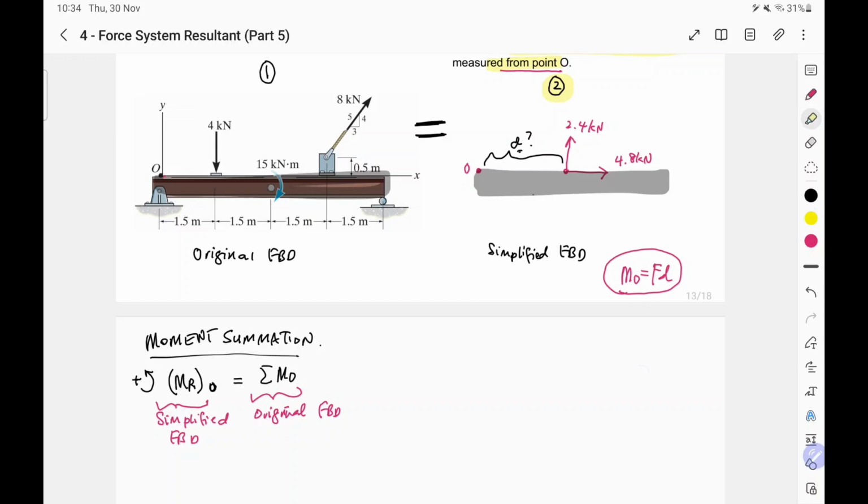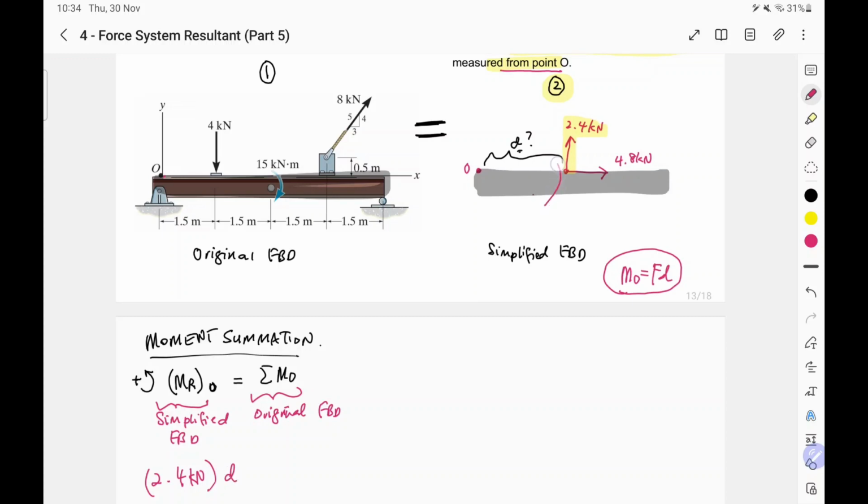So you tengok at the first load, apa benda force yang ada kat sini on the second figure, on the simplified free body diagram. The first one is the 2.4 kilonewton pointed upward. So kalau kita nak convert this 2.4 kilonewton jadi moment, kita kena multiply dengan distance. So the magnitude of the force is 2.4 kilonewton. Distance dia kita tak tahu. So let's just put the D.